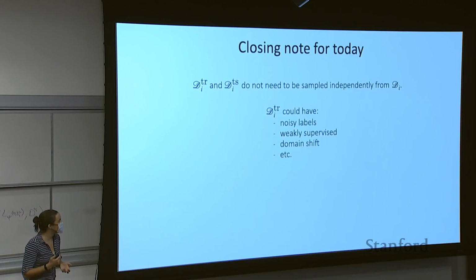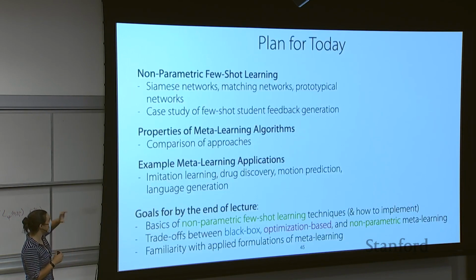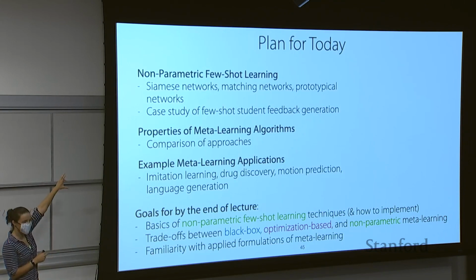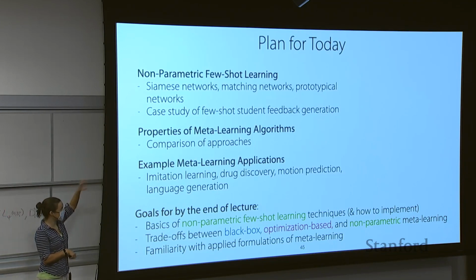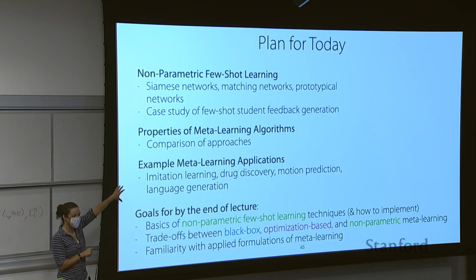Cool. So to recap what we talked about today, we talked about quite a lot of things. Non-parametric few-shot learning approaches, which learn to do these nearest neighbor matching queries. We talked about properties of meta-learning algorithms and compared different approaches. And then we also looked at a few applications.